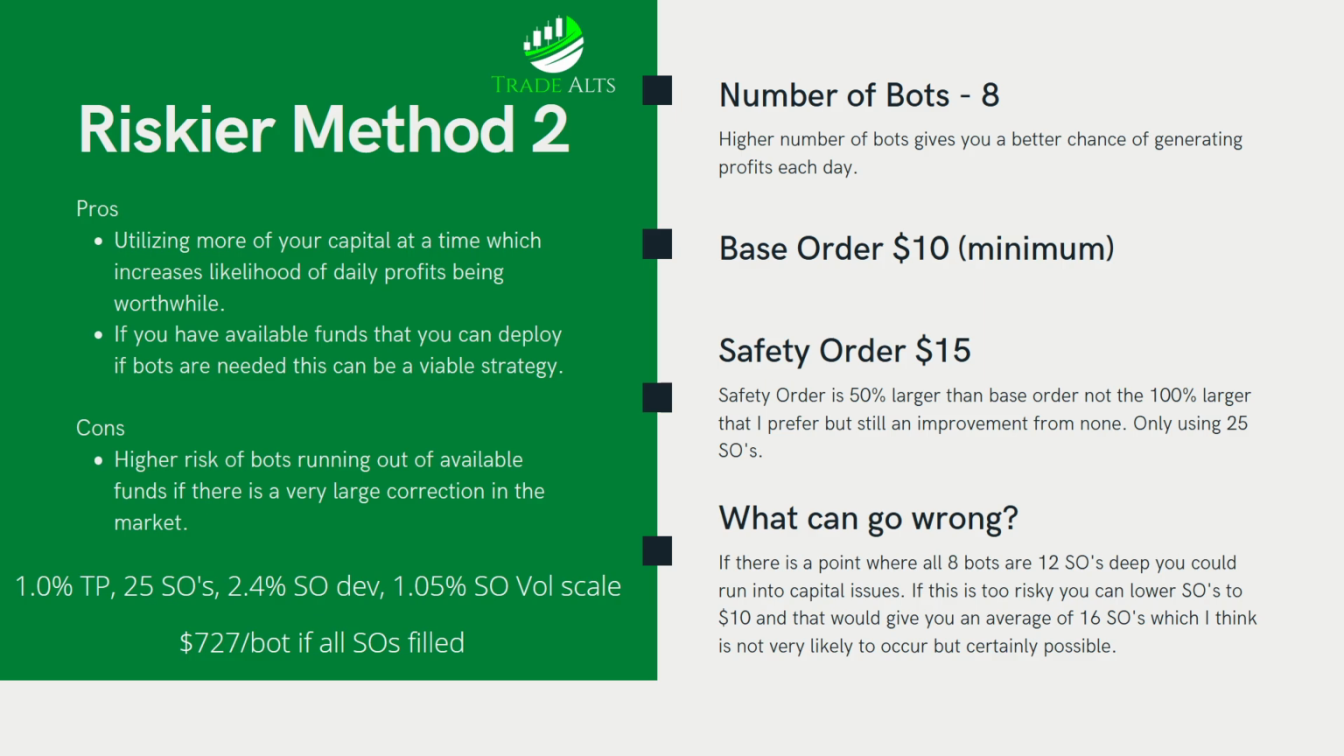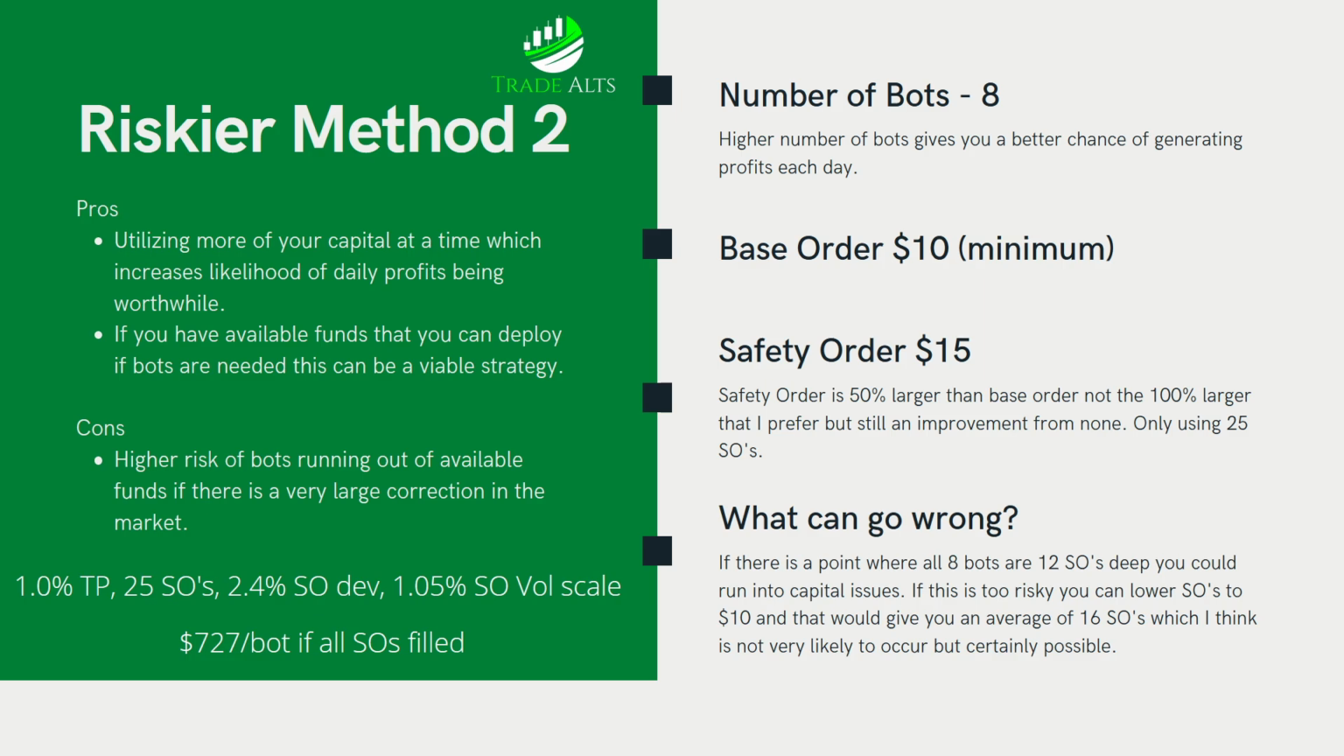So here is a riskier method, number 2. This is kind of like a refined version of number 1. I actually like this one, kind of. I'm not gonna lie. So I'm going to go over it. But the number of bots you would get is 8. And what I like about that is that obviously the more bots you have, the better chance, the more money you're going to make in general, right?